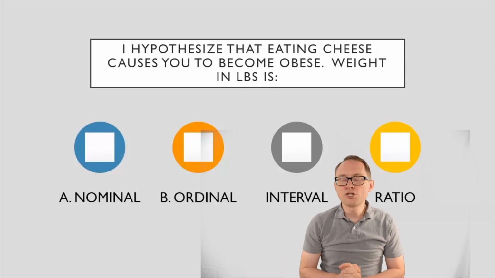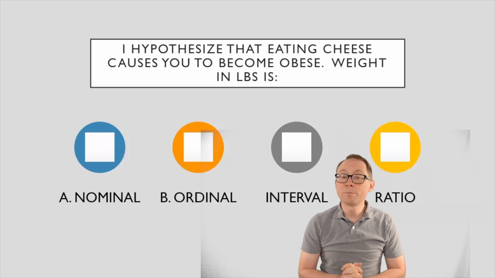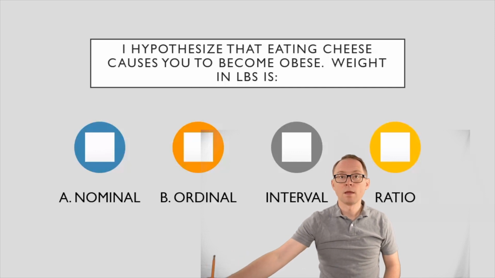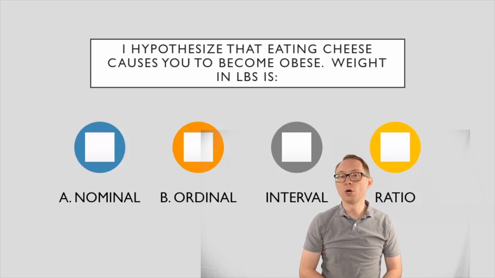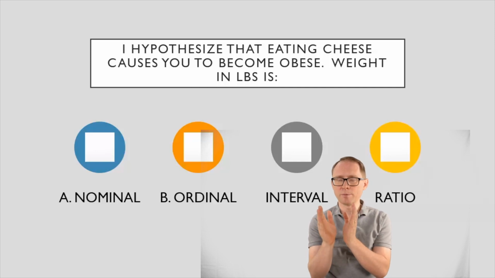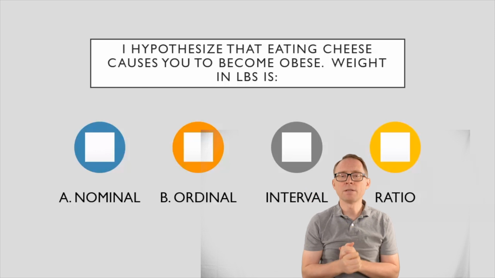I think that eating cheese causes you to become obese. Weight in pounds is ratio data. The reason it's ratio data is because 0 means 0, and the difference between 1 pound and 2 pounds is the same as 99 pounds and 100 pounds, right? Those intervals are all the same, and more means more.